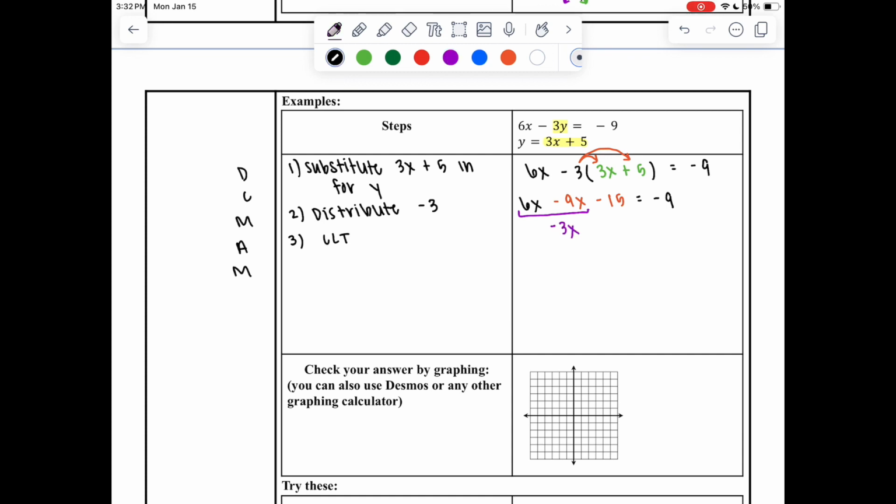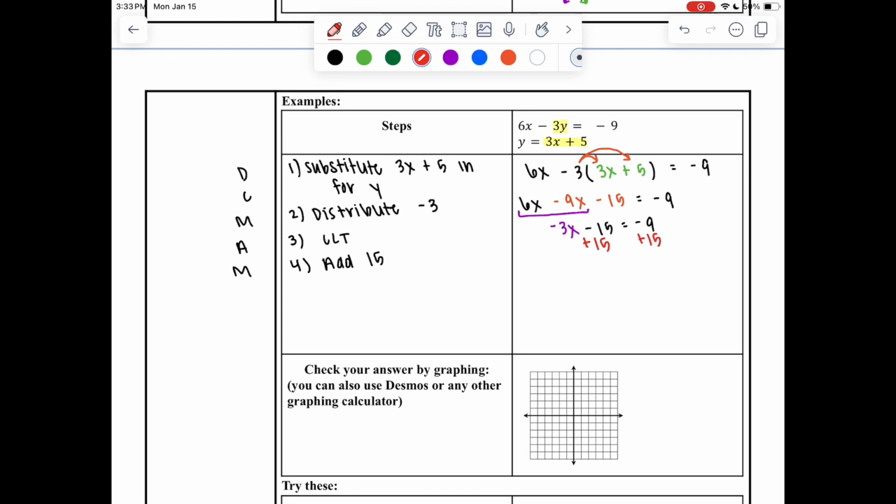So 6x minus 9x is negative 3x, and then the negative 15 and the negative 9 drop down, equal sign stays where it is. This is a two-step equation. I like these, I've done these before. My next step is to add or subtract. In this case, since it's a negative 15, I have to add 15 to both sides.